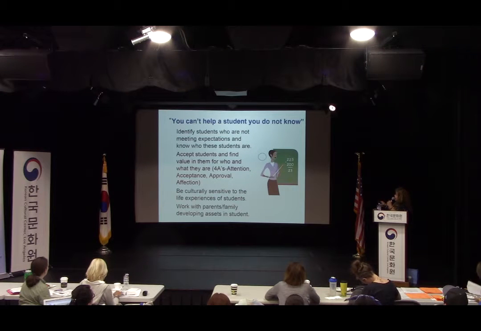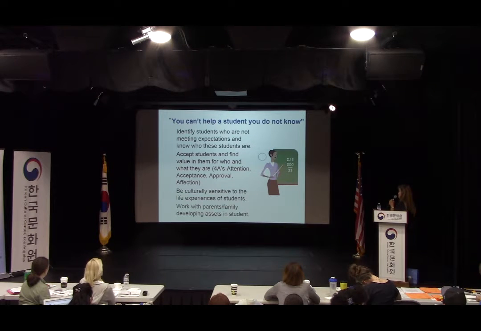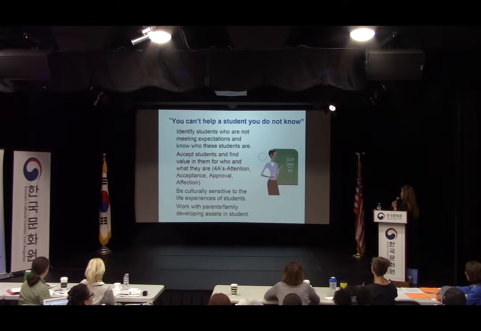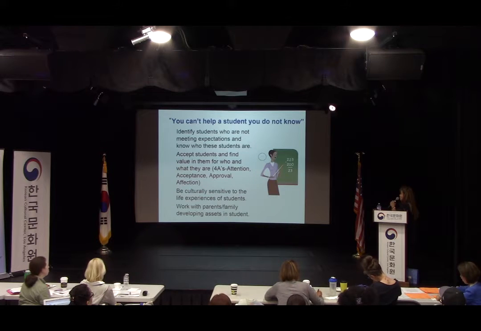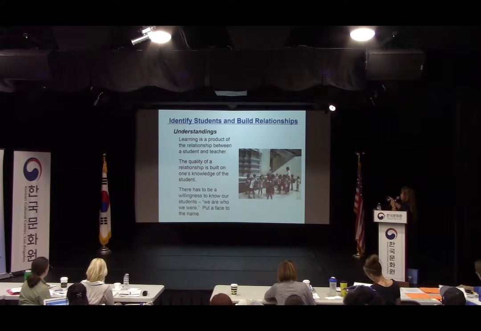Okay? And again, we have to help our students, but if you don't know your children, we really can't help them. So identify those students who are not meeting expectations and know who these children are. Accept students and find value in them, who they are. The 4 A's: it's not an A in English or an A in math. It's attention, acceptance, approval, and affection. Okay? And be culturally sensitive to the life experience of our children, and then work closely with our families and develop affection in our students.